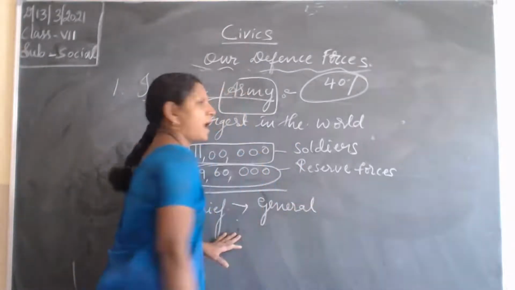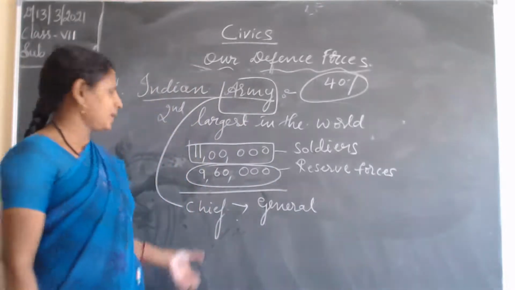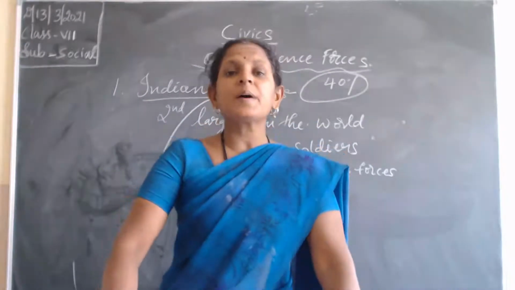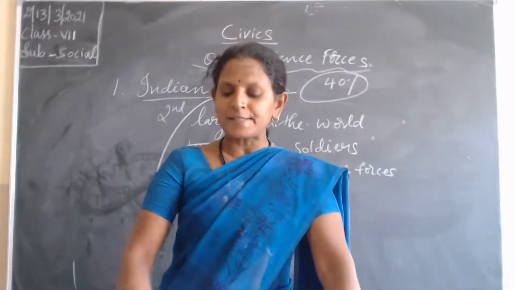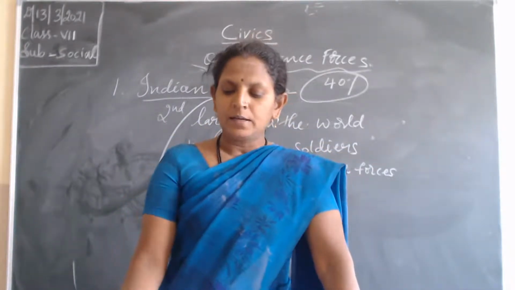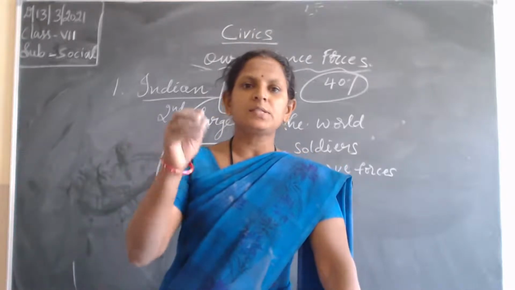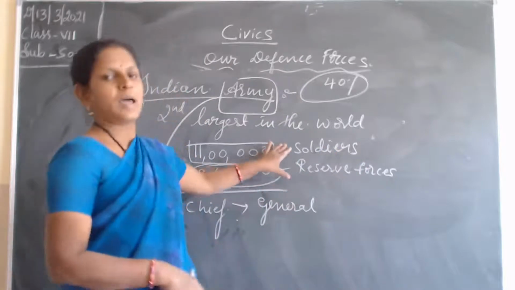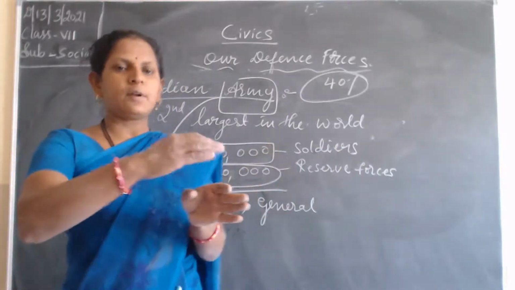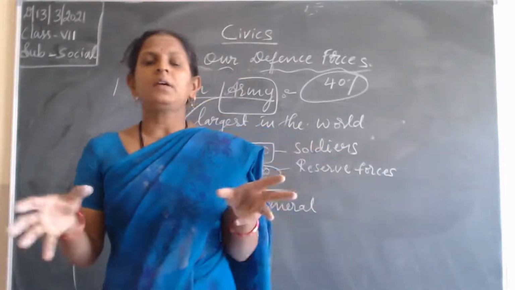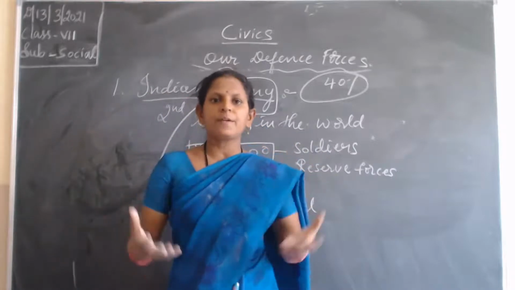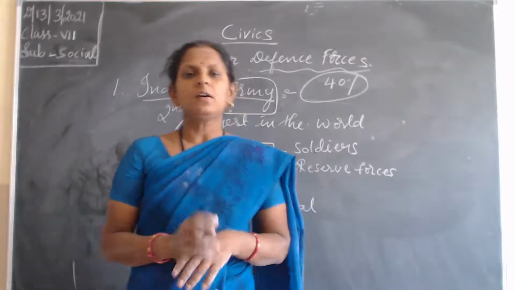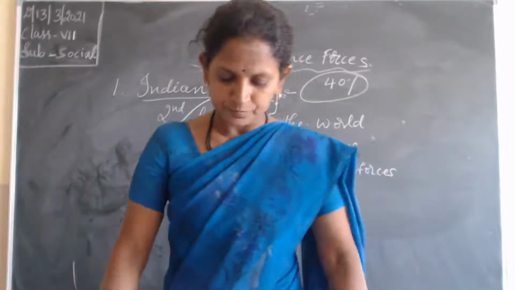The chief of the army is called General. Understood? He is responsible for discharging duties. What are his responsibilities? He has to assign the duties for the army soldiers. He divides the duties when they are going for duty, so at that time he is assigning the duties to the soldiers.